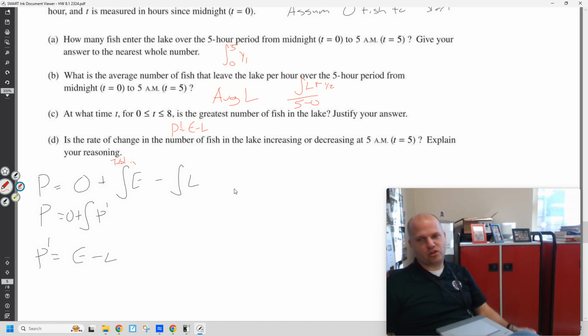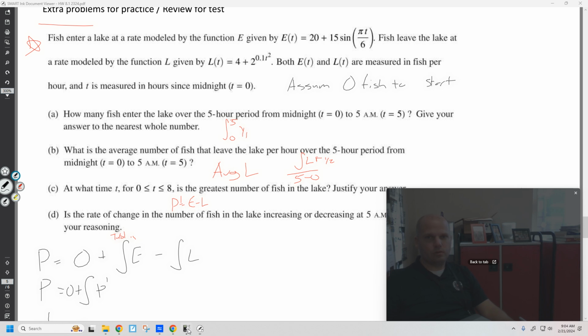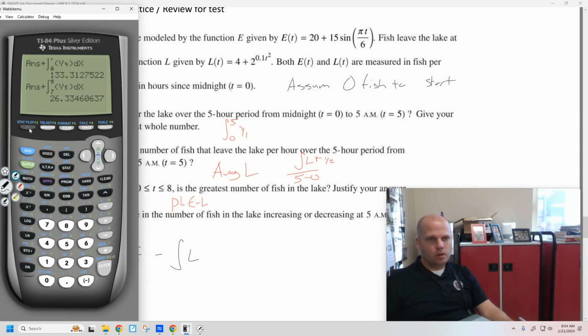Part D is a great question. Part D: is the rate of change increasing or decreasing? This is the idea of a second derivative; it's going to tell you if your first derivative is increasing or decreasing, which means you're going to need E prime minus L prime. All right, we kind of know what to do. You just got to do it. Clear off everything.